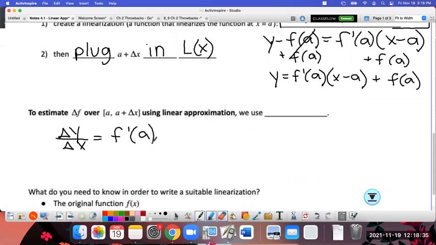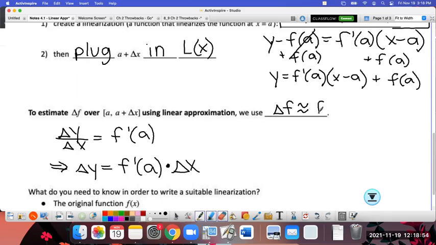So if we solve for delta y, that'll be a decent estimate for delta f. Okay, so we will estimate delta f using f prime of a times delta x. Box that as well.